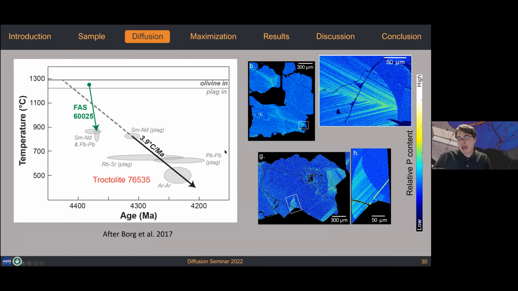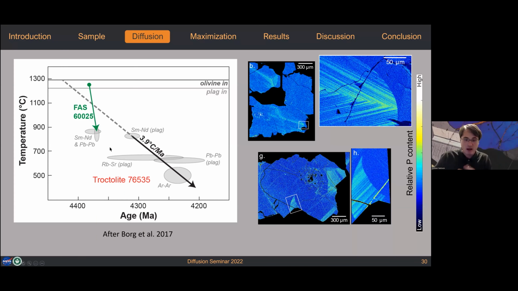So with that in hand, that kind of gives us the idea that if we do any diffusion modeling on the sample whatsoever, we're probably going to get much faster diffusion timescales than currently reported. To try to be conservative with this then, we decided not to just recreate the cooling path of Troctolite 76535, but instead do everything in our power to maximize the diffusion cooling timescale. So try to get an upper bound for just how long, theoretically, if all conditions are right, these heterogeneities can survive in this temperature history.